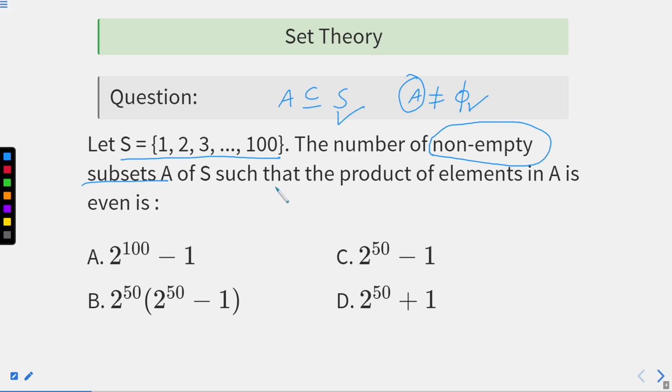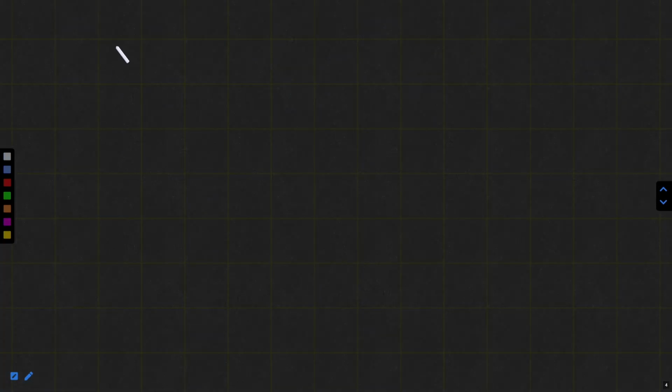And also the third condition is that if you take the product of the elements of A, the answer will result in even. Okay. So the question is asking the number of non-empty subsets A of S such that the product of elements in A is even. So what we will do? We will first find the total subsets of S. What is the number of total subsets of S?